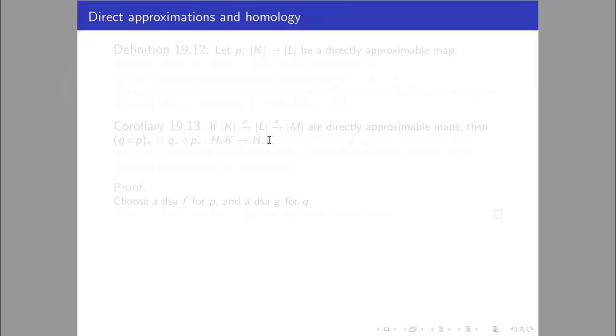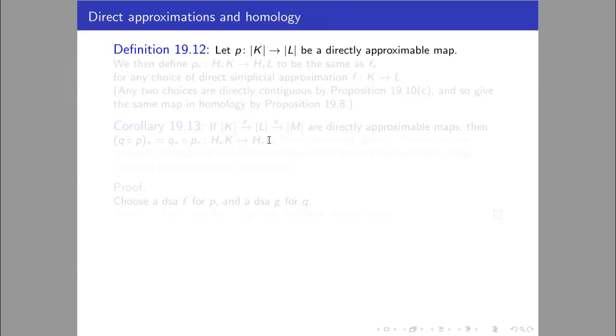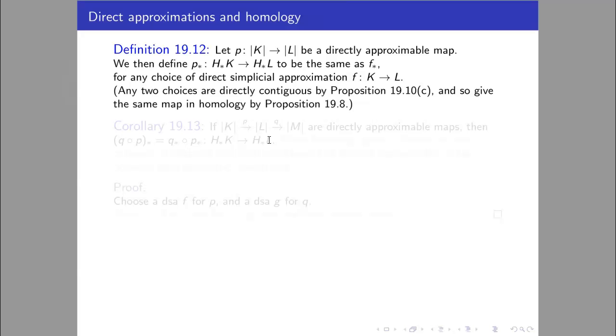So the next thing we want to say is about how direct simplicial approximations interact with homology. So we're going to make this definition here, that if we've got some map P from |K| to |L|, and we're going to assume it's directly approximable, in other words, that there exists a direct simplicial approximation, then we define P lower star, a map from H star K to H star L, just to be the same as F lower star, where F is any choice of direct simplicial approximation for P.